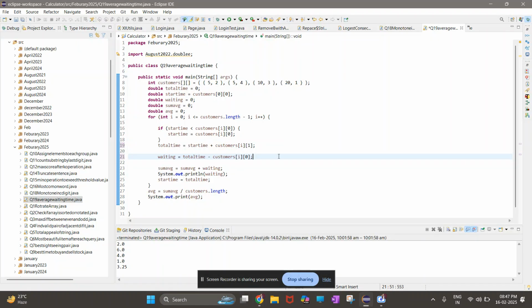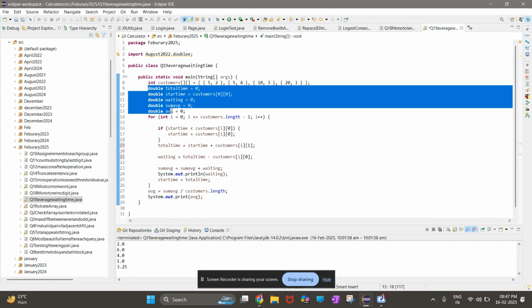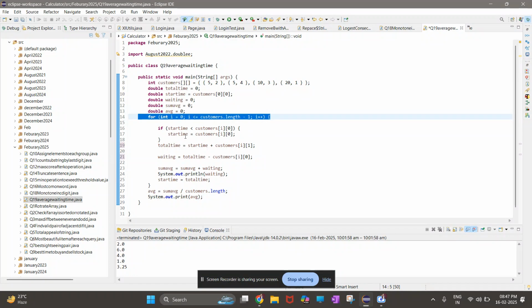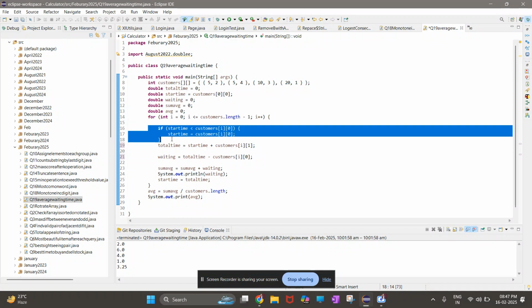So what I have done, suppose this is the example. I have taken all the things in double: the waiting time, the start time for the next customer, and everything else, because it requires you to return the answer in double. So I created the 2D array. This I will come to in the later part.